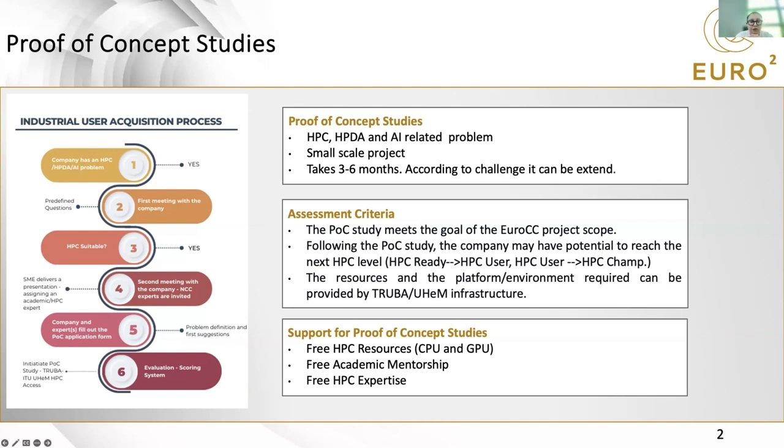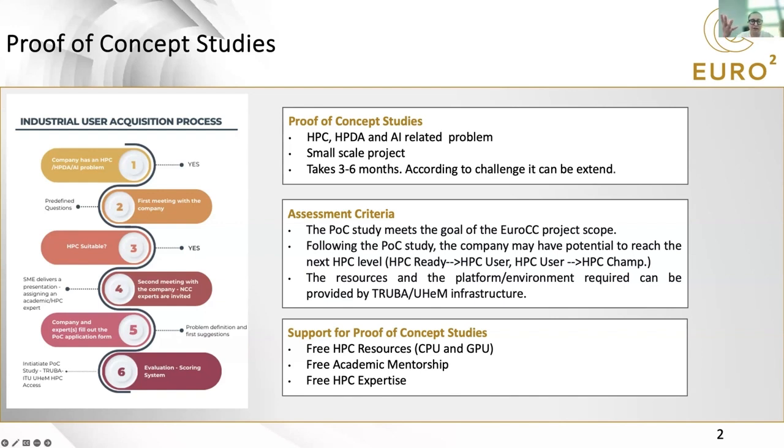These criteria are the following. The proof of concept study meets the goal of the EuroCC project scope. The other one is that after the proof of concept study, we expect the company to reach the next HPC level. For example, before the proof of concept study, if the company is an HPC user, we expect them to reach the HPC champion level after the proof of concept study. And the other criterion is that the problem really needs an HPC environment.